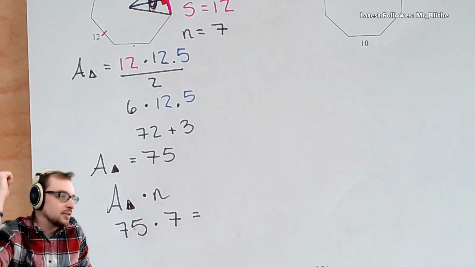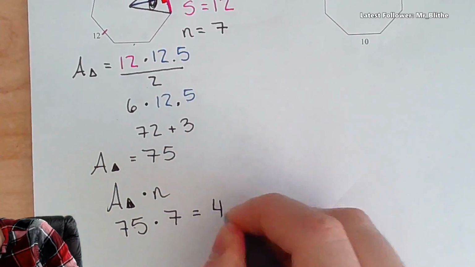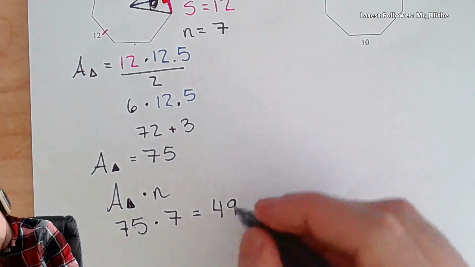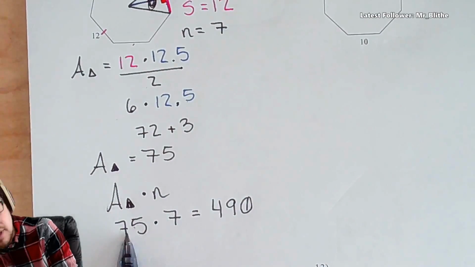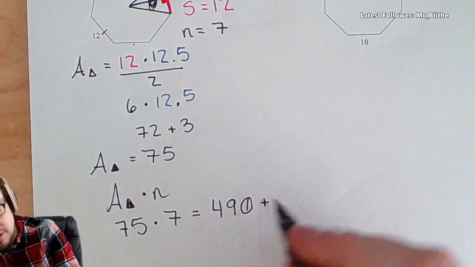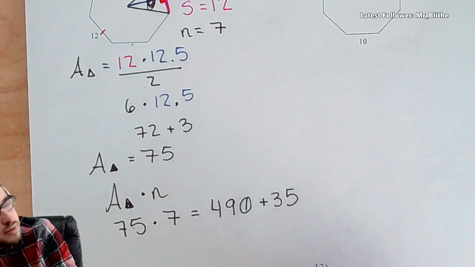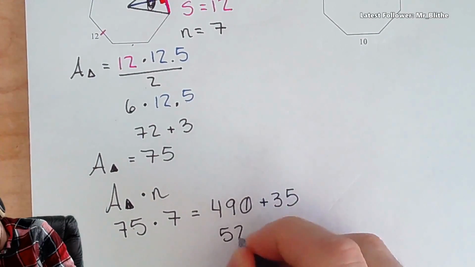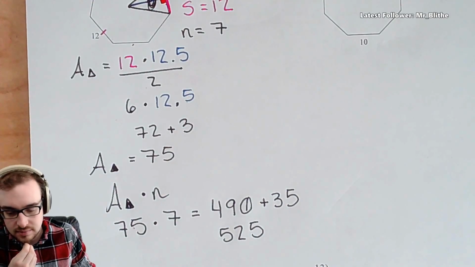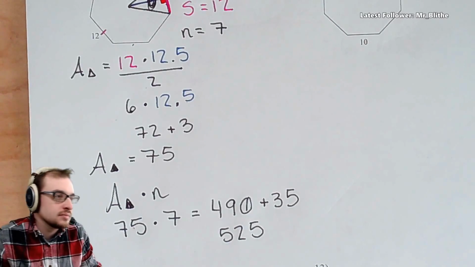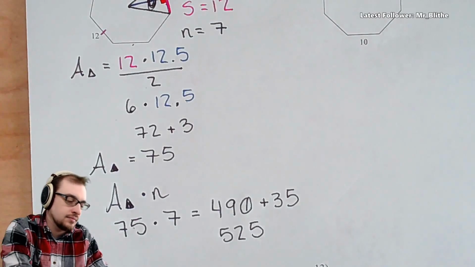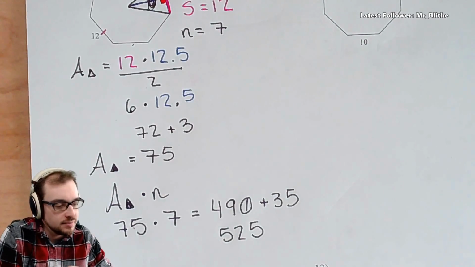I'm going to do 7 times 75 in my head. Now, that's really 7 times 70, right? That's what that 7 stands for, 7 tens, right? So 7 times 70 is 490. And then we're going to do 7 times 5 and get 35. We put those together, we get 525.